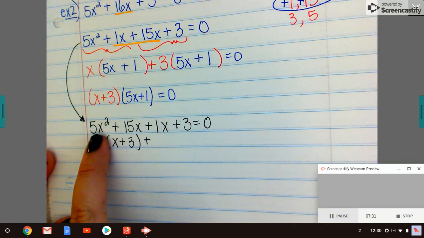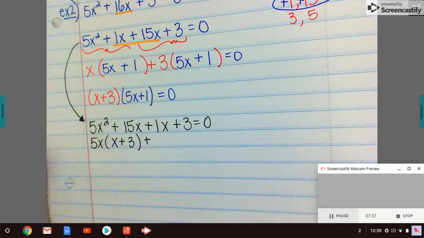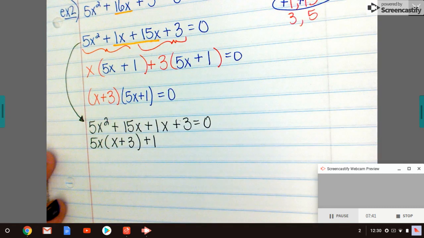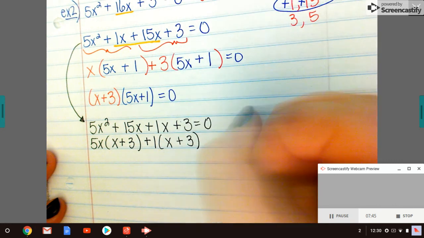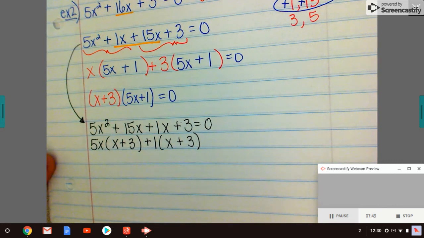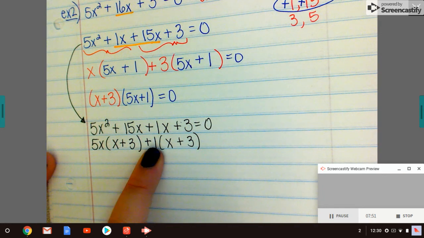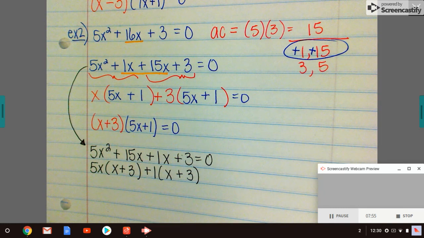So these first two terms, I could pull out a 5x. My second two terms, there's nothing in common with 1x and 3. When there's nothing in common, you just pull out a 1. And then you leave what's on the inside on the inside. And then notice we're in the same situation as we were before. I have 5x plus 1 and x plus 3, which is the same answer I had a moment ago. So it doesn't matter what order you put them. There's my two examples for the British method.